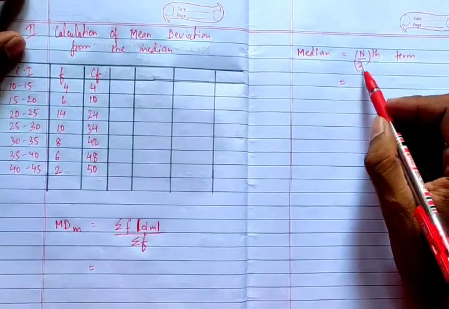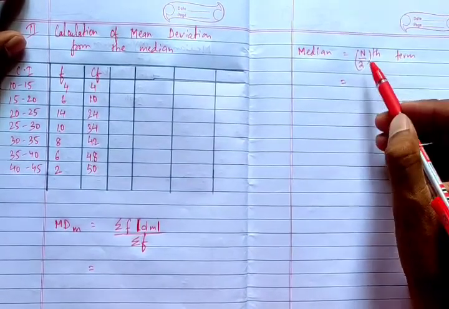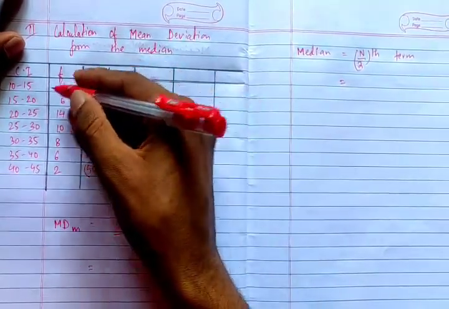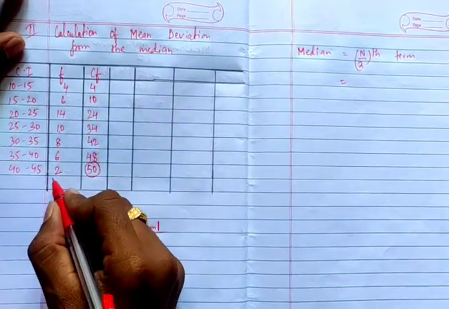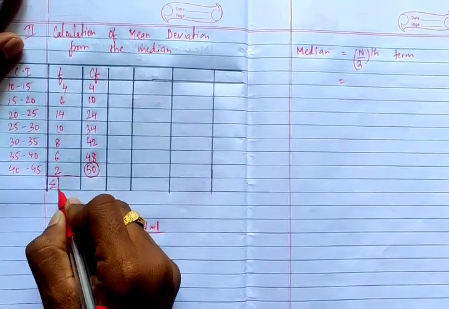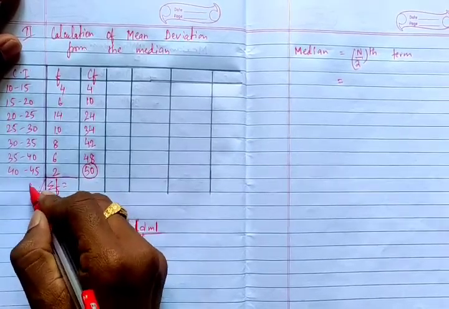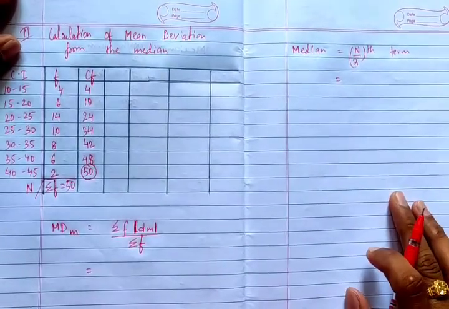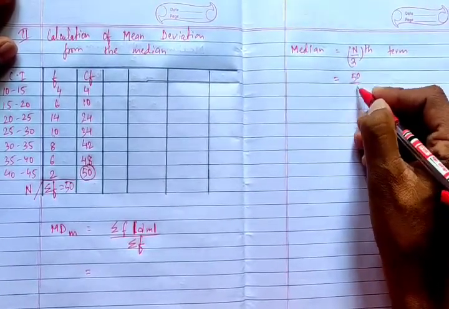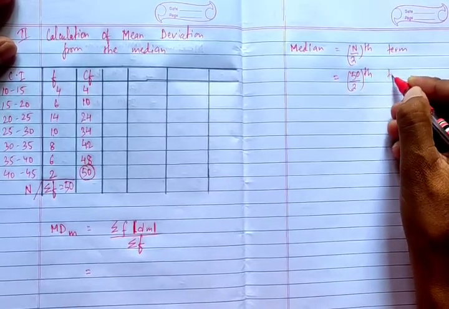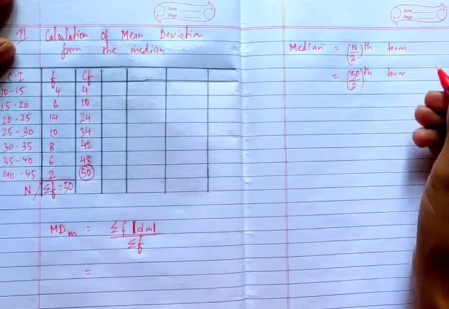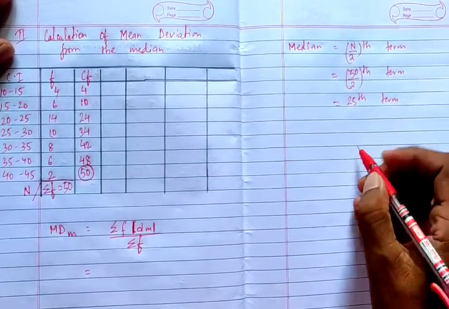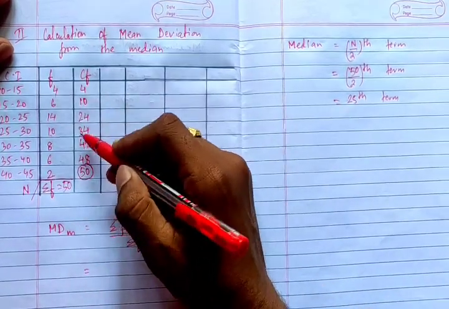Now to find median, we use this formula, first, n by 2 term. So n by 2 means, what is n? The last CF of this class is n. Or you can calculate summation f, so summation f means n. Clear students? So summation f also you will get 50. You can calculate in your calculator. So n is 50 by 2 term. Now 50 by 2 is 25th term.